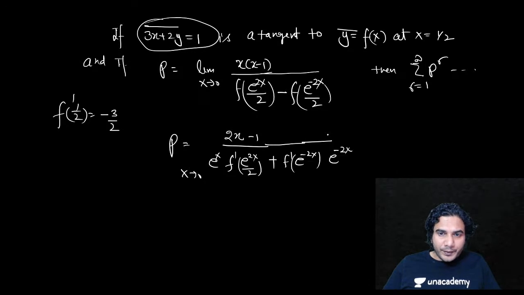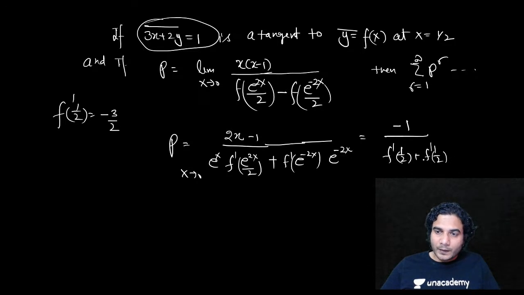So now let's put the value 0. So this is going to be minus 1 divided by, if you put 0 in this, it is going to be e raised f dash of 1 by 2, plus f dash of 1 by 2. Now put the value of f dash 1 by 2, so minus 3 by 2 minus 3 by 2 is minus 3, so that will become 1 by 3.